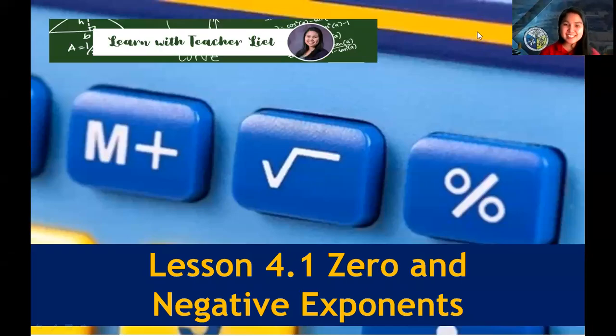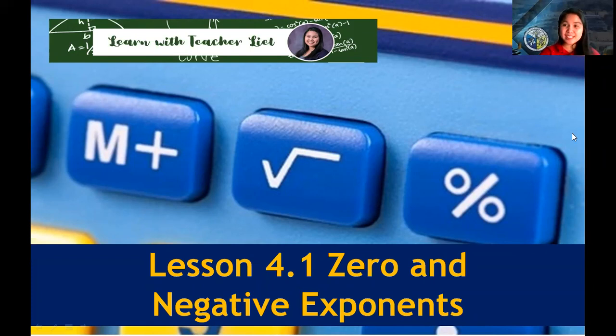Today's lesson is the starting of chapter 4, and we're in lesson 1 for chapter 4, lesson 4.1. It's about zero and negative exponents. I should say this is another easy topic, for this is only a review of your grade 7 topic on the law of exponents. So let's start.